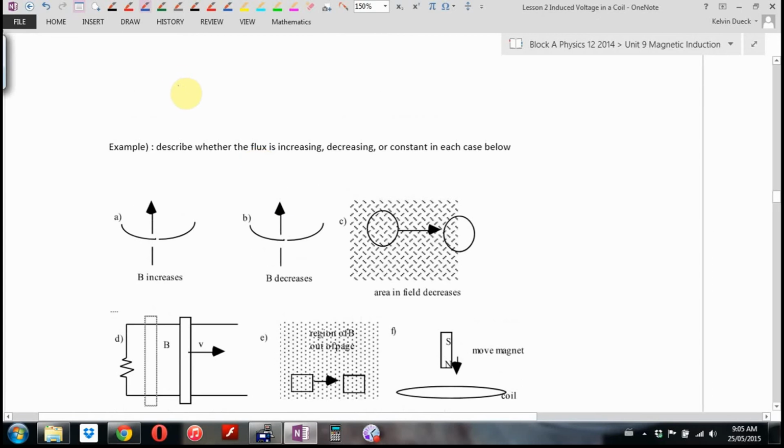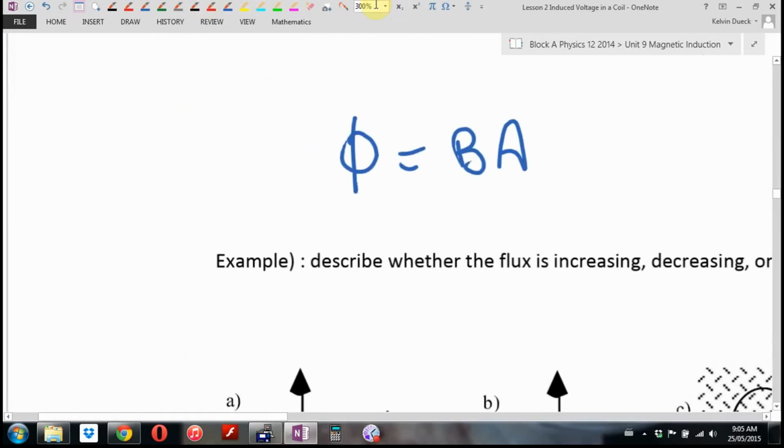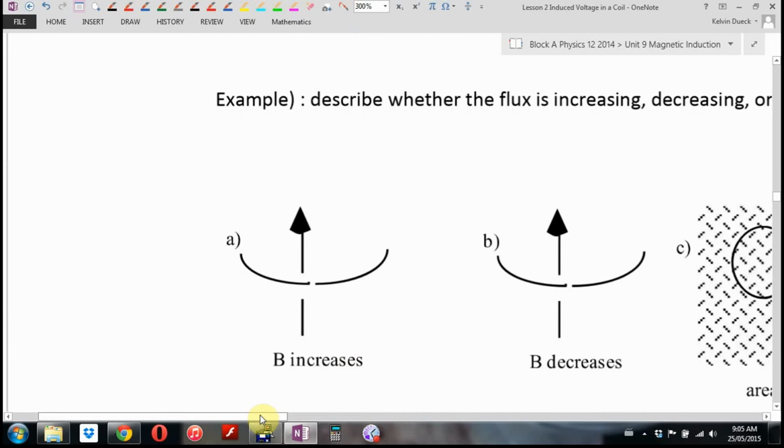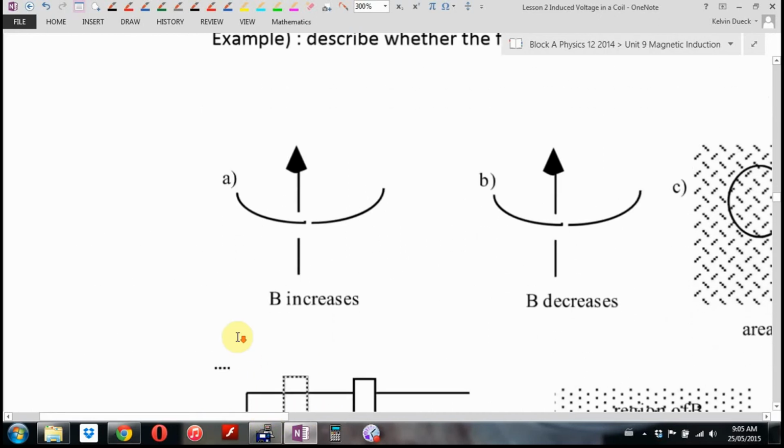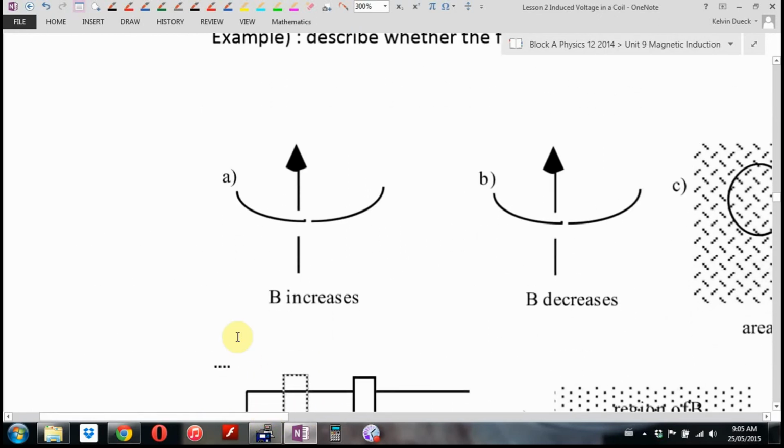So remember, we said this. Flux is equal to magnetic field times area. Describe whether the flux is increasing, decreasing, or constant in each case. So, in situation A, I'm not changing the area, but I'm increasing the magnetic field. What will that do to the flux? Okay, here, the flux increases. That would be the same as this situation, right?